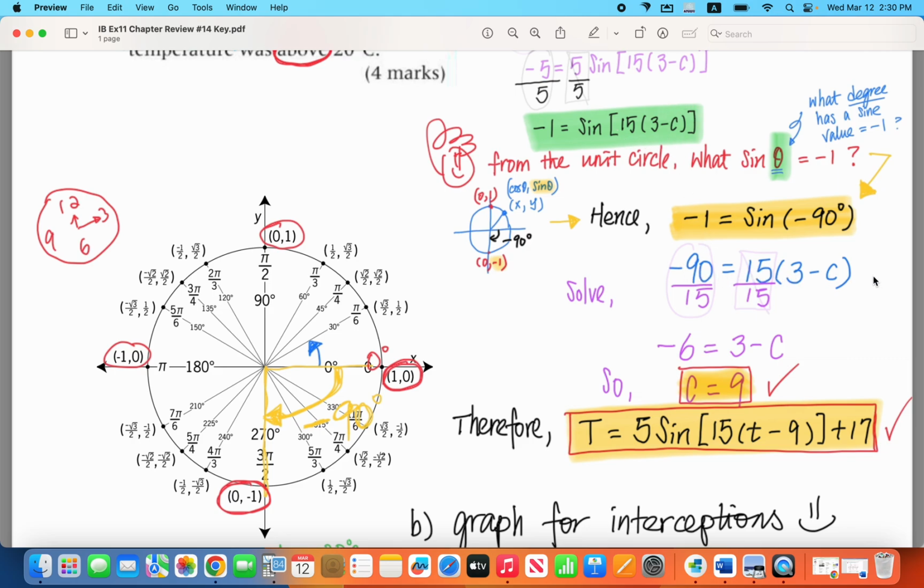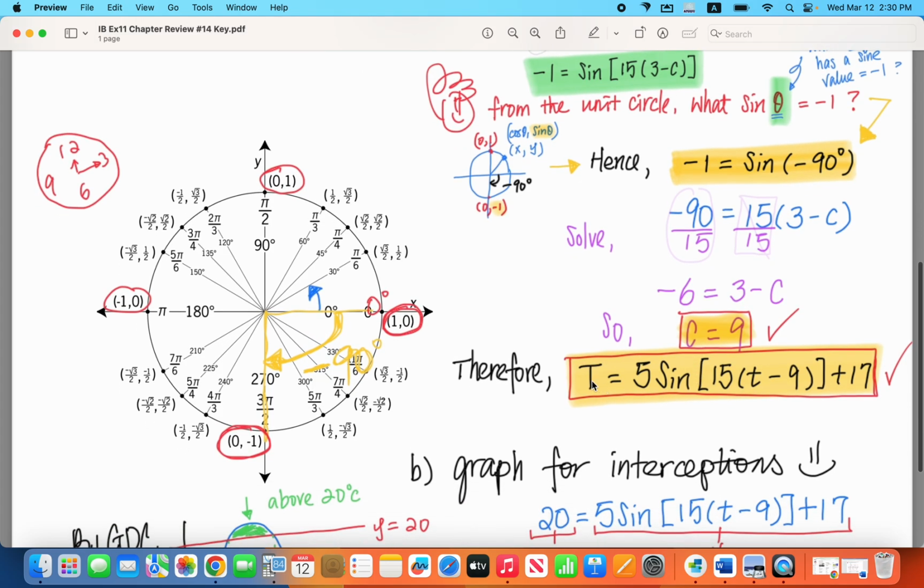So housekeeping, both sides divide by 15. I got -6 equal to 3 minus c. And on both sides, I'm going to add 6 and move the c to the left side. So c is equal to 9. Check. So this tells me my ABCD is complete and my function is complete. Capital T is equal to 5 sine of 15 times t minus 9, close parenthesis, and plus 17.